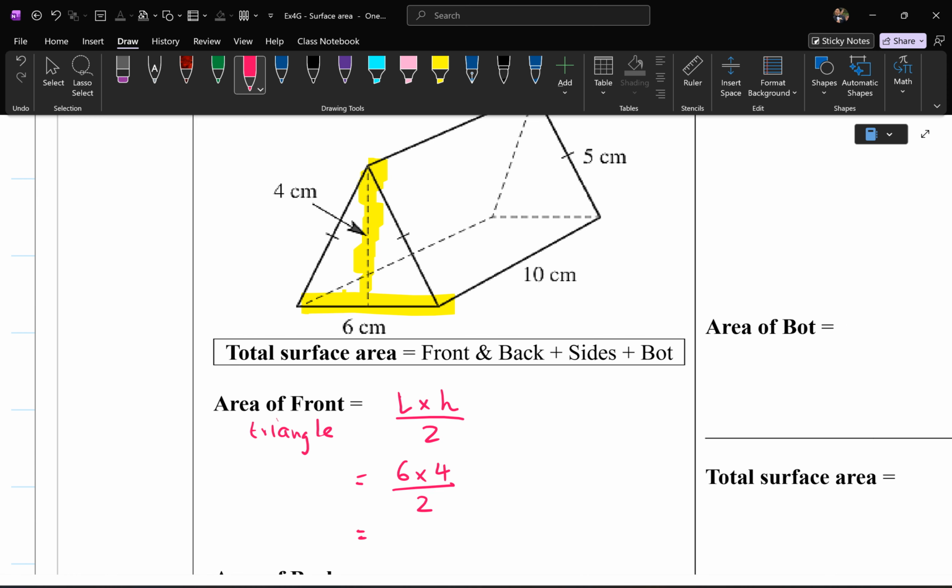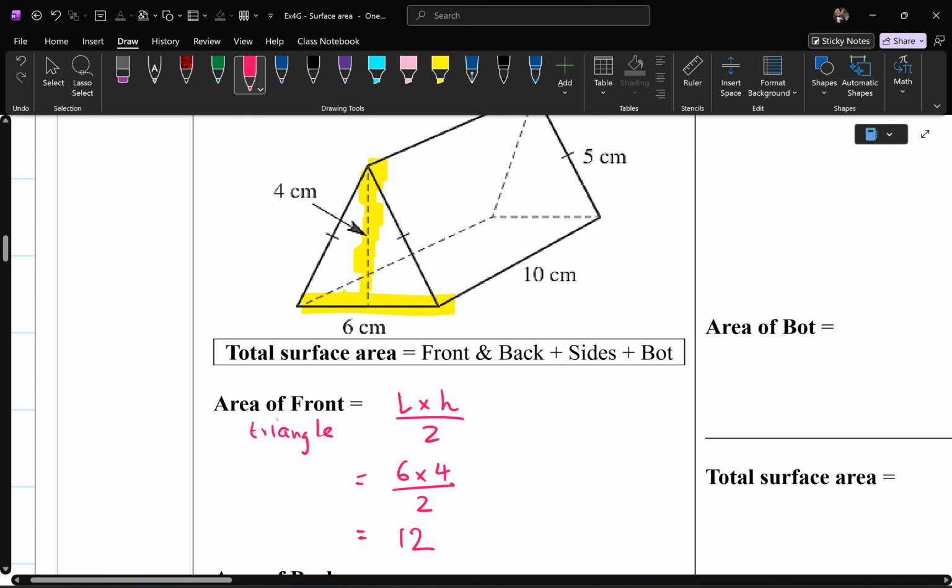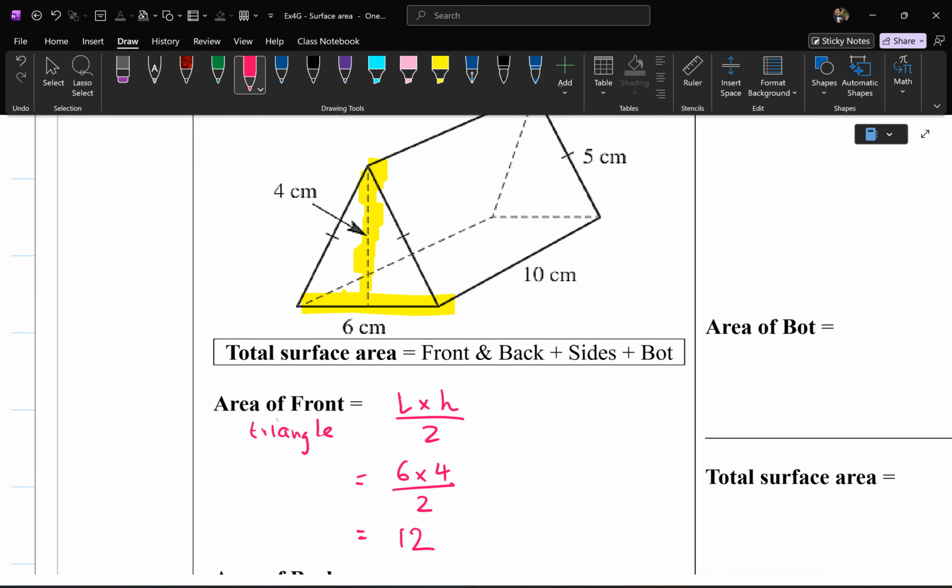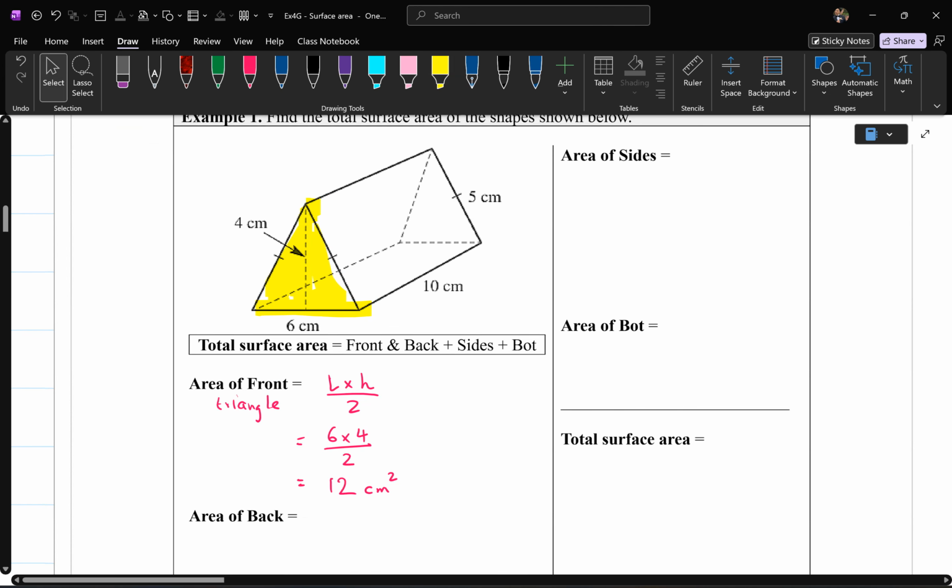What's 6 times 4? Let's go with Josh. 6 times 4. 24. And then you divide that by 2. 12. Very good. So this gives you 12. But remember, you don't just write 12 centimeters. You're going to have the square, but the way we pronounce it, squared centimeters. Very good. So it's 12 squared centimeters is the area for the front of this shape. So that's how much paint, if you were painting it, that's how much paint you need. You need 12 squared centimeters.